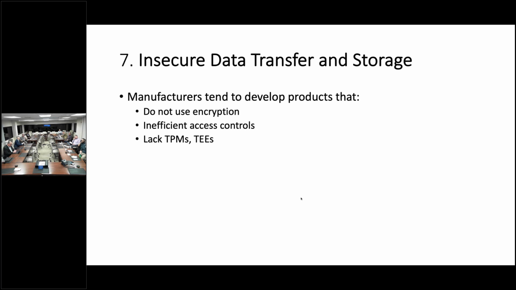Next we have insecure data transfer and storage. What this implies is manufacturers tend to develop products that do not use encryption mechanisms to secure data while it is in transit or when it is being stored. So this includes, say, sending data in plain text or having no integrity checks and so on. Manufacturers also tend to provide inefficient access controls across the IoT ecosystems, pretty much allowing any process to access any data at will. In other words, they lack TPMs or TEEs for some of the critical devices that we found out there.